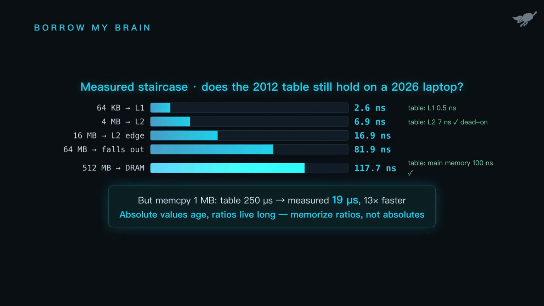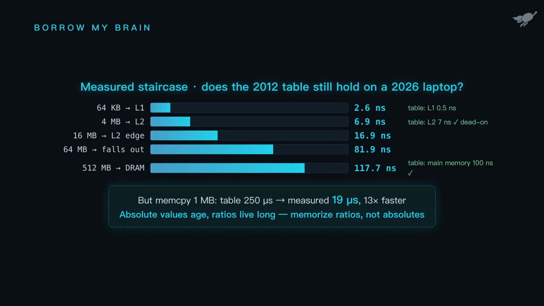But one row has aged. Read 1 MB sequentially from memory. The table says 250 microseconds. I measured 19. That's 13 times faster.